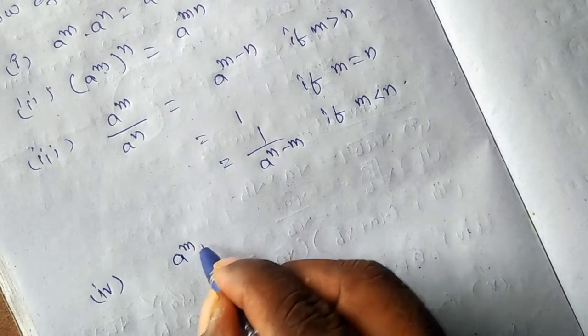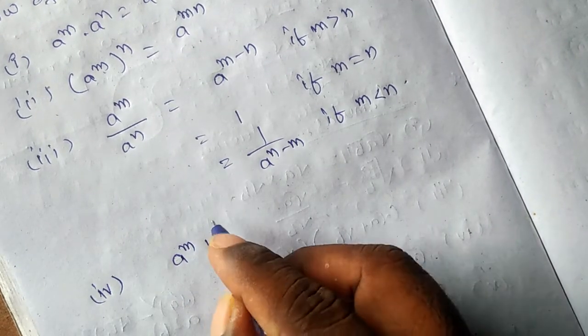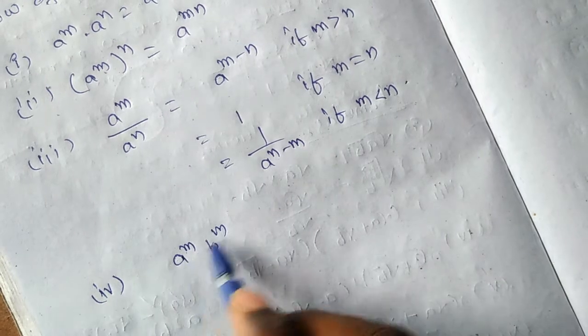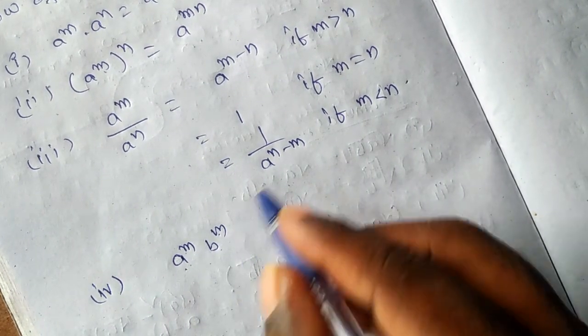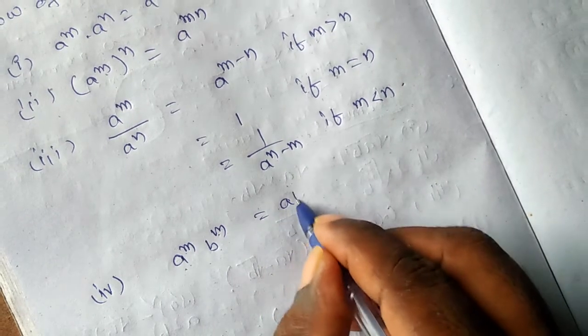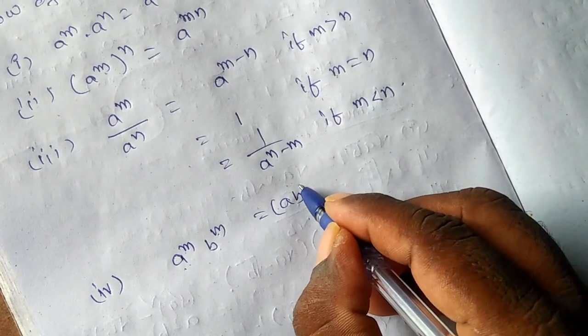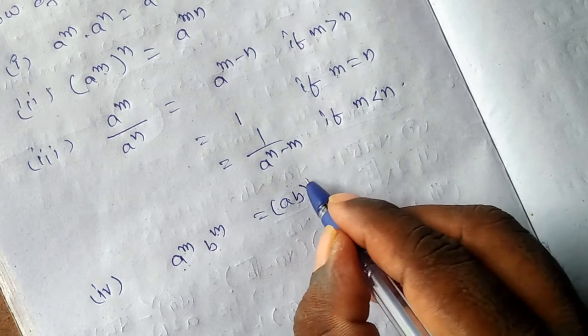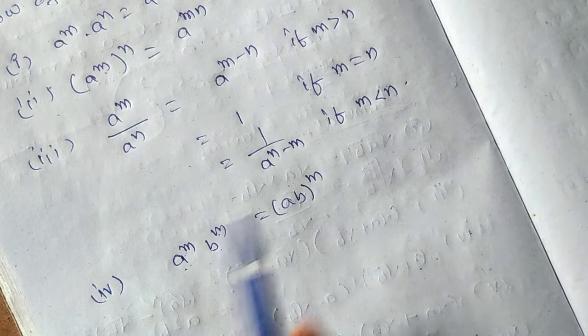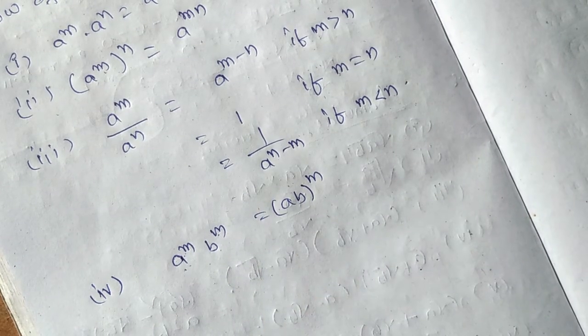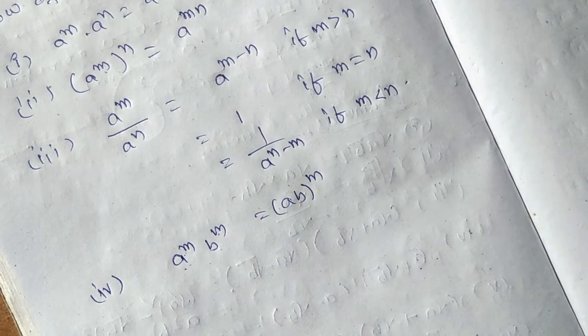Next, fourth formula, a to the power of m into b to the power of m. So here the exponent is the same, but the bases are different. So you have to multiply them, ab whole power m. Understood? The bases are different, exponents same. So I wrote the whole power of the product of these two.